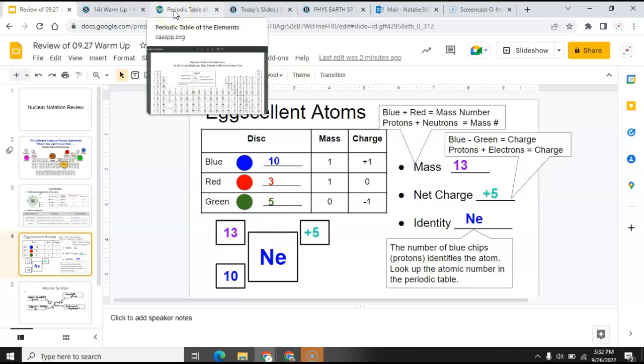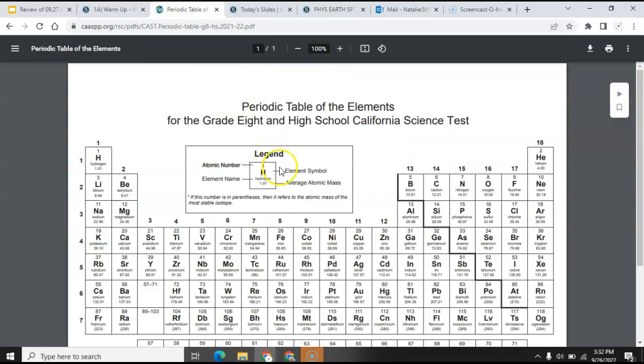For atoms, they're identified by their atomic number. So if you look at an element in the periodic table, you see that each one has a unique atomic number, and that's the number written on the top inside the box. That atomic number is equal to the number of protons, so if you know the number of protons of an atom, you can identify it.